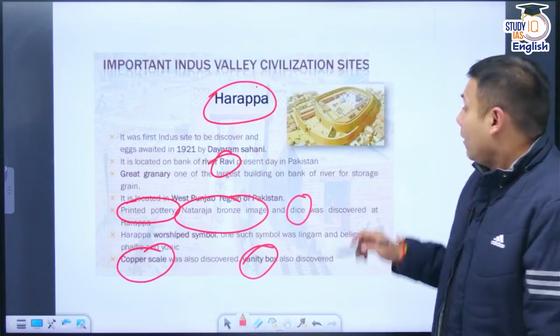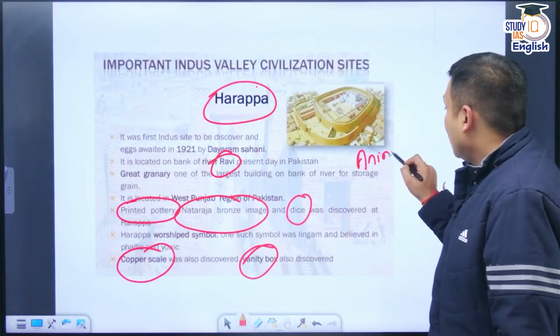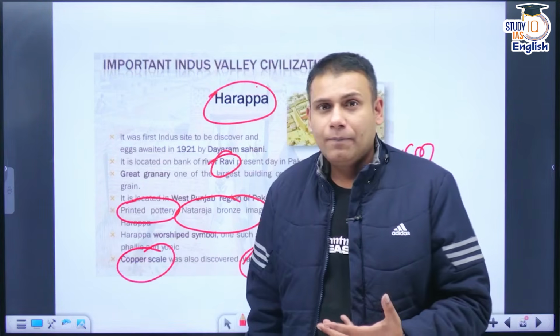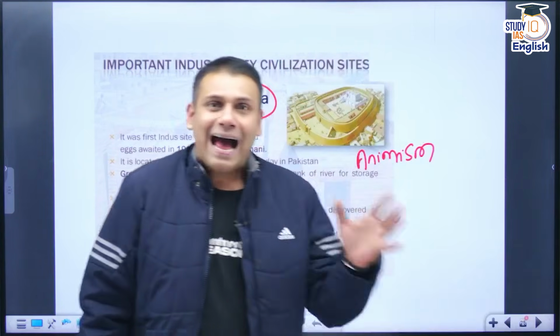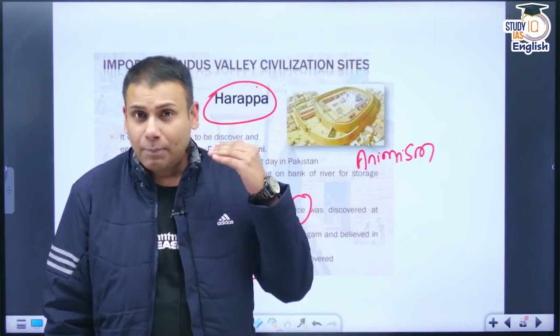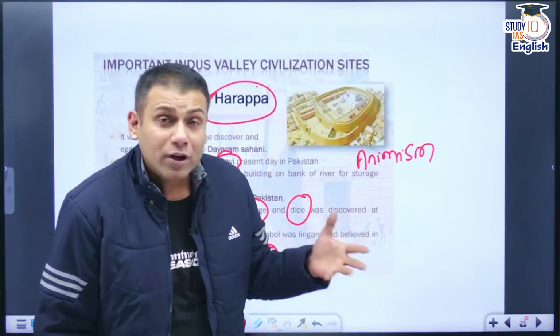Now these people, they believed in animism. Now what is animism? Love and respect for nature. They worshipped trees, animals, snakes and birds. And particularly the tree that the people of the Indus Valley Civilization worshipped was the peepal tree.